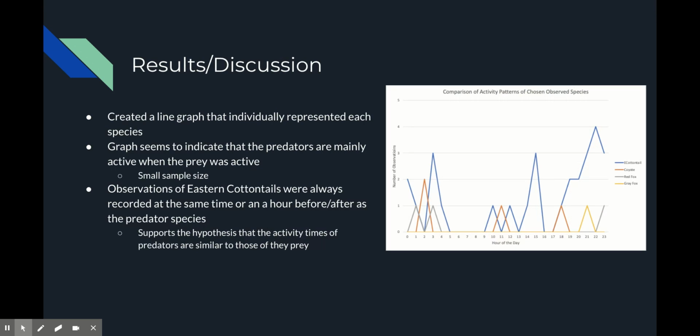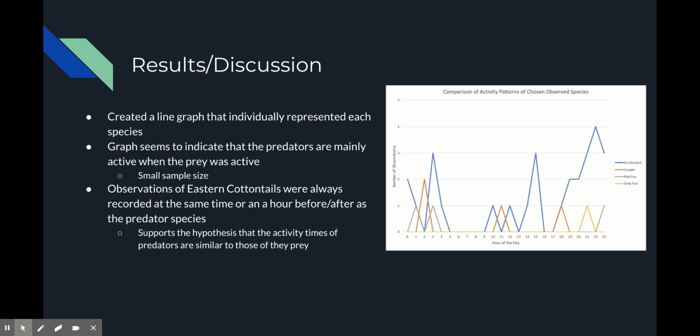All right, results/discussion. I said /discussion just because I was always taught to never build upon my results in the results section. So yeah, I created the line graph to the right. Blue is the eastern cottontail, orange is the coyote, gray is red fox, and yellow is the gray fox.